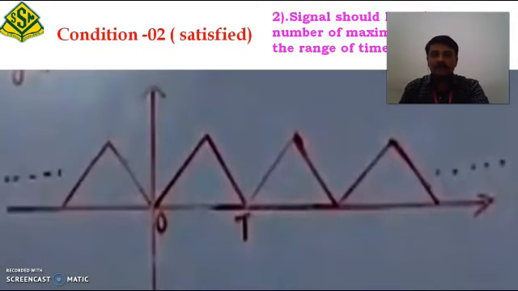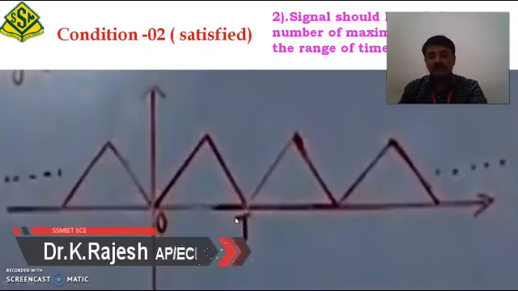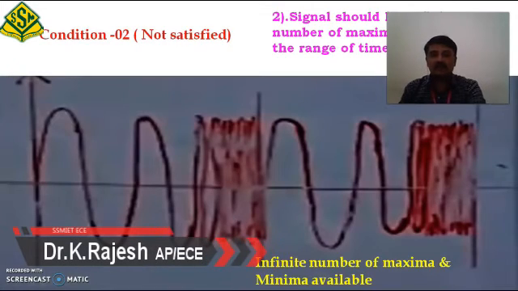The second condition says that the signal should have a finite number of maxima and minima over the range of the period. Here in the signal, this is 0 to T, the fundamental period we identified from the graph. Here we have a maximum of 1 value, and a minimum of 2 values. So it is a finite number of maxima and minima over the period 0 to T. So the condition is satisfied. Have a look at this condition.